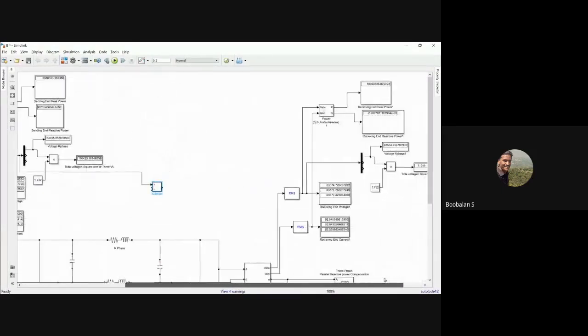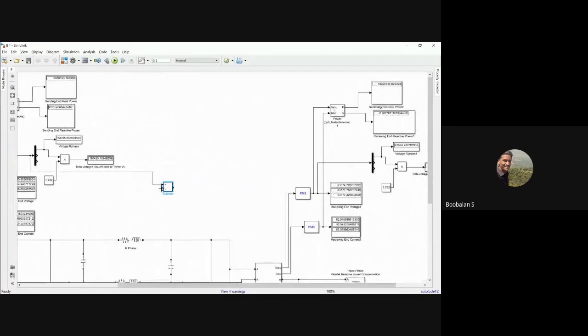Where is my receiving end? This is my receiving end, just connect it over here. Then sending end minus receiving end, divided by sending end. So we need a divider, to divide by the sending end voltage, which we already have over here. Now into 100, right? That's the formula.